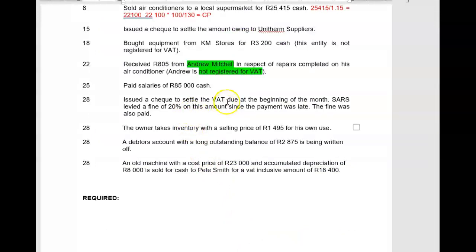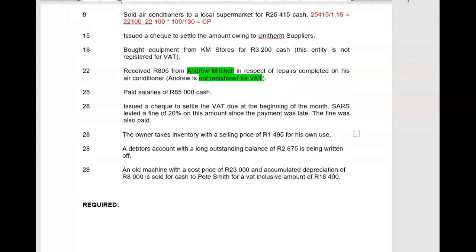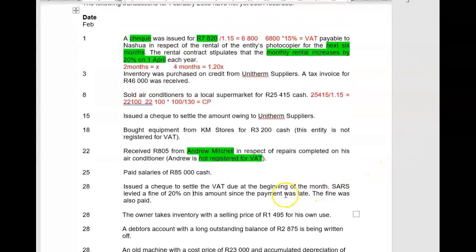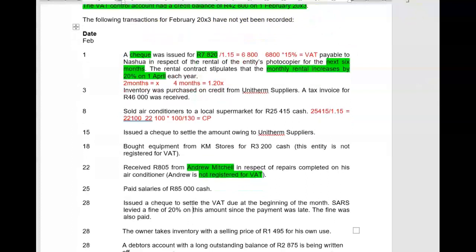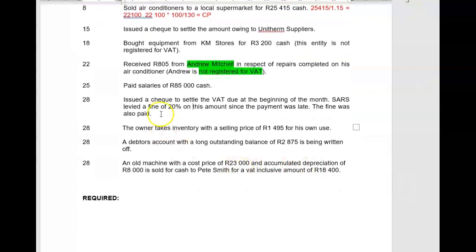We paid the VAT due at the beginning of the month. SARS levied a fine of 20% on this amount since payment was late. The fine was also paid. So the VAT control account had a credit balance of 42,800 at the beginning of the month. We were supposed to pay it earlier on. We didn't. As a result of that, he added 20% to that amount as a fine, and he says, now you have to pay me everything, and that was also paid.